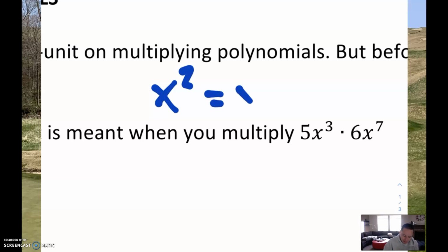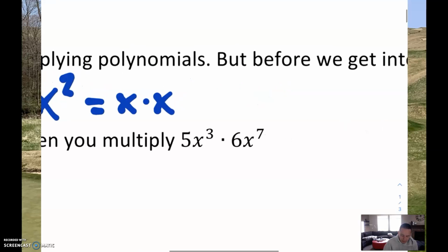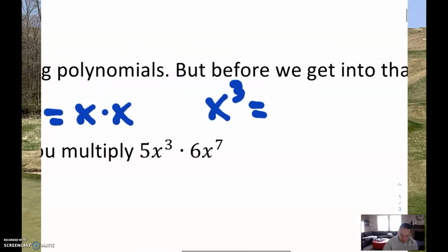Well, that just means x times x. If you were going to do 5 squared, that just means 5 times 5. If you have x squared, it means x times x. Well, what if you have an x cubed? X cubed just means x times x times x. You're multiplying by itself 3 times. So just kind of understanding what those exponents mean.